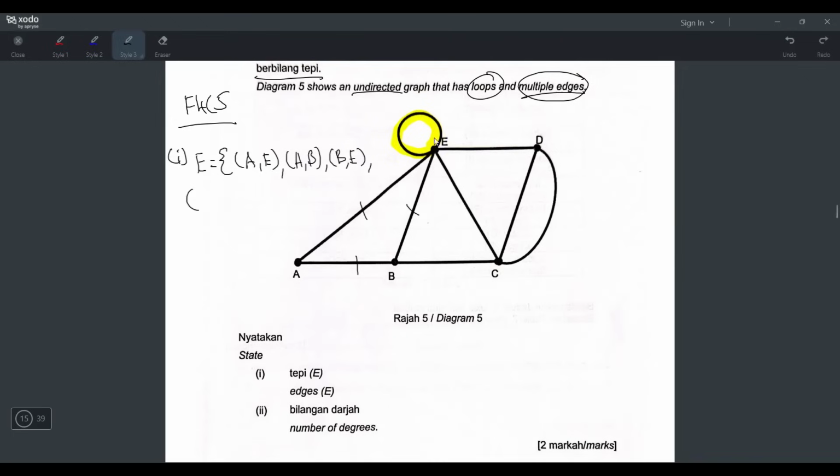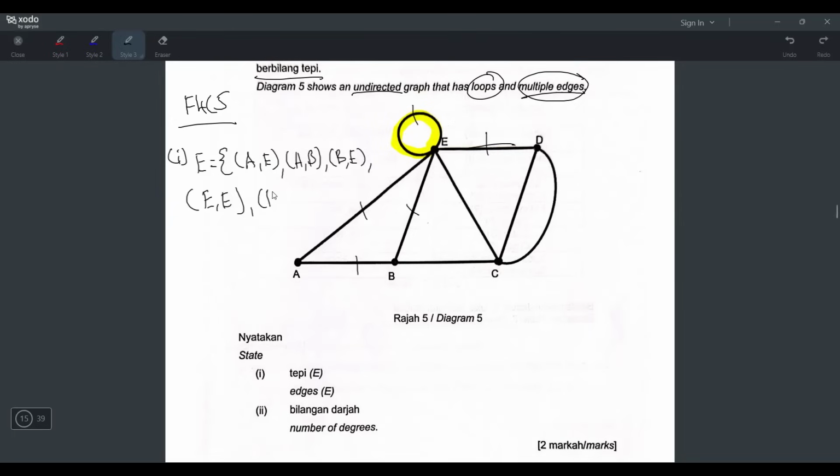Okay, for the loop, how? For the loop it will be EE. Because it starts from vertex E and then goes back to vertex E. And we count this as one edge. Satu tepi. Loop ni kita kira sebagai satu tepi. Okay, next one is this edge.